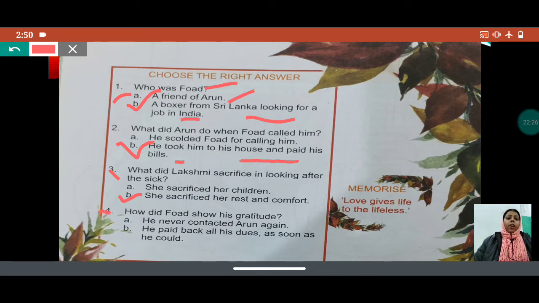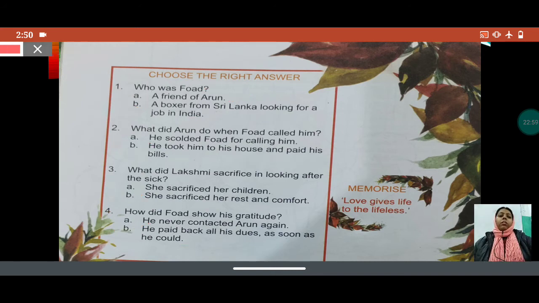Now question number 4. How did Ford show his gratitude? Option A, he never contacted Arun again. Option B, he paid back all his dues as soon as he could. Option B is the correct answer because after he became a successful man, he had enough money to return all his dues. He came back to Arun in India and gave him gifts and paid back his dues and had lunch with him also.